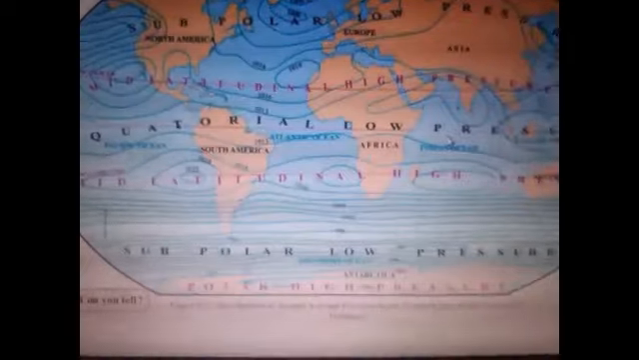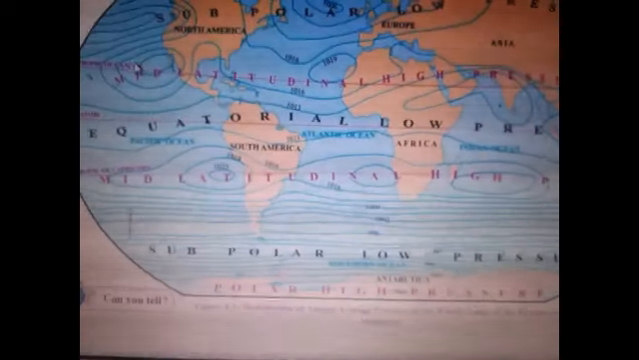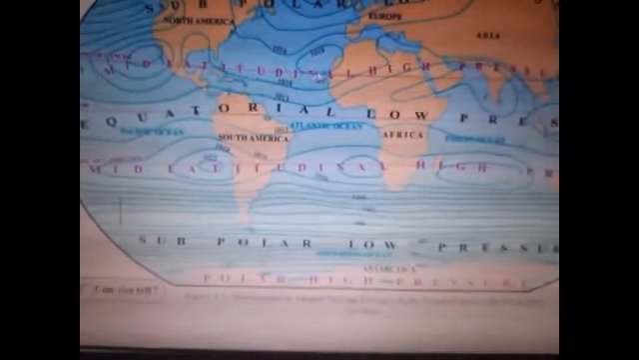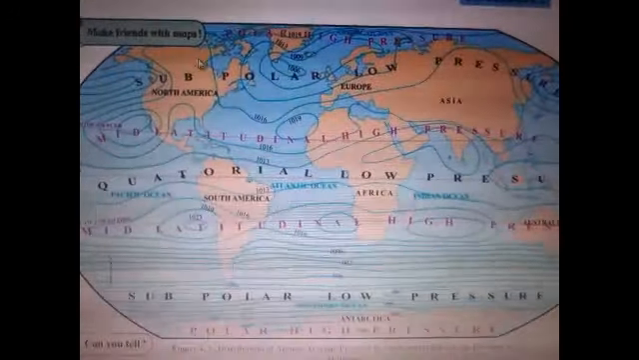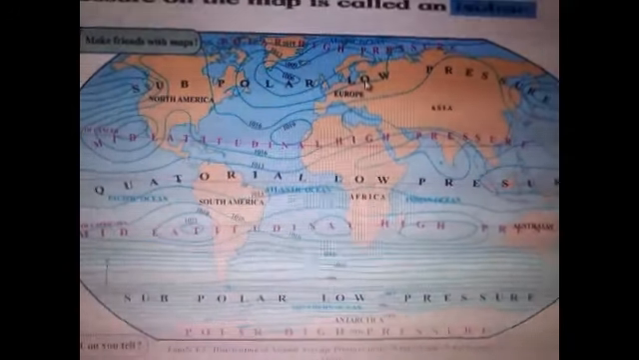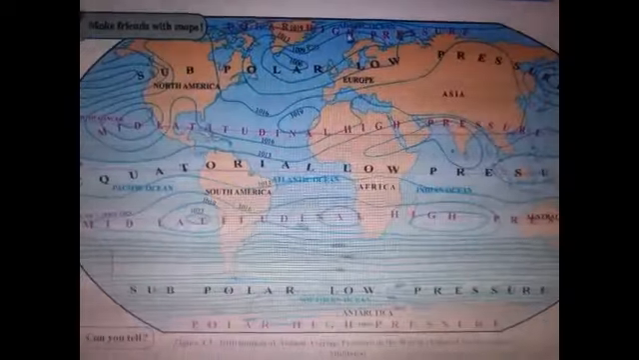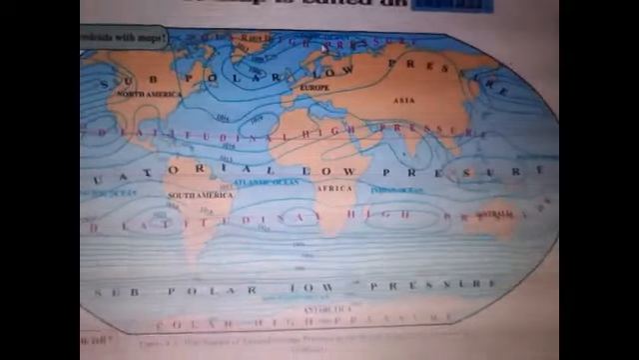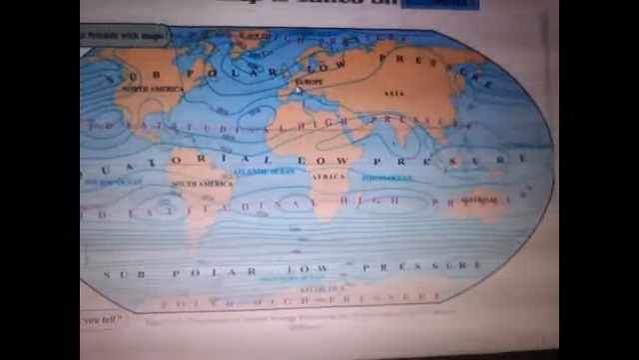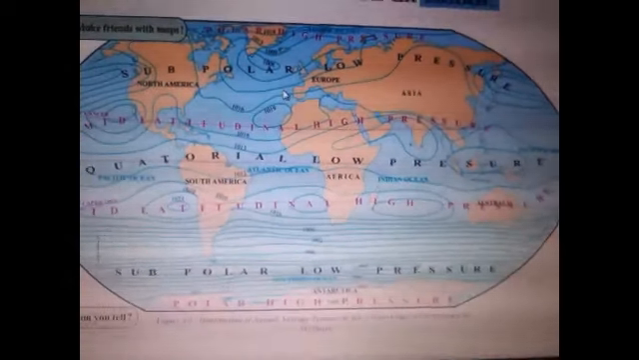Now here you can see the diagram, children. This is the world map. Let me start from here. This is the equator, the center of the earth. We have the equatorial low pressure belt, mentioned over there. Then in red it is written mid latitudinal high pressure belt, right? Then we have the subpolar low pressure belt, and here the polar high pressure belt. Now when you observe this diagram carefully, let's see what happens.